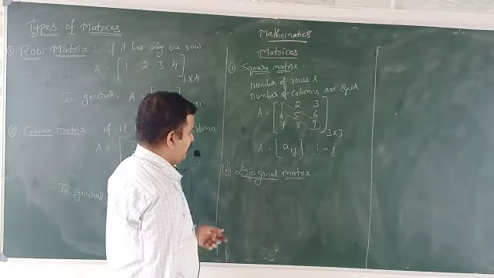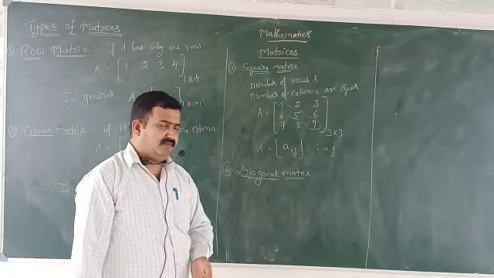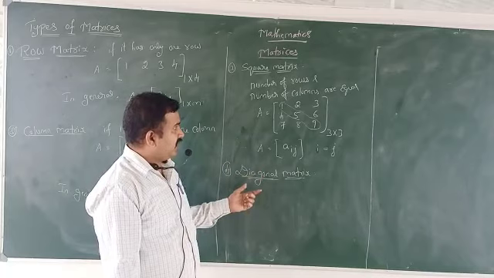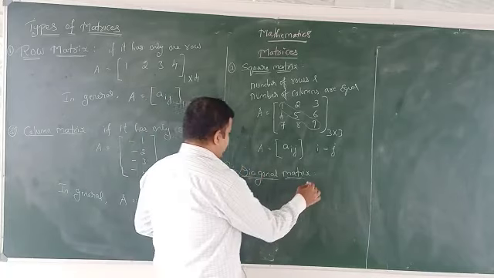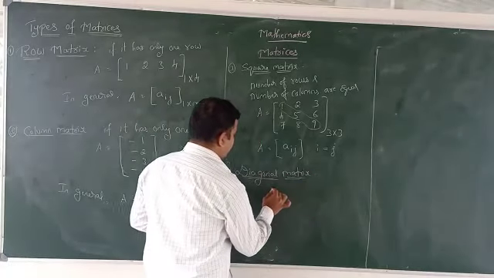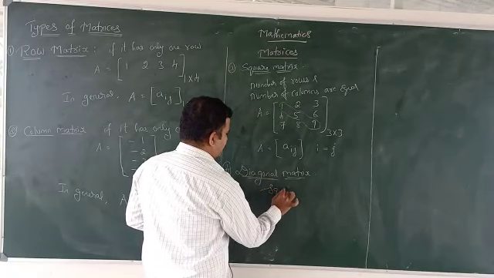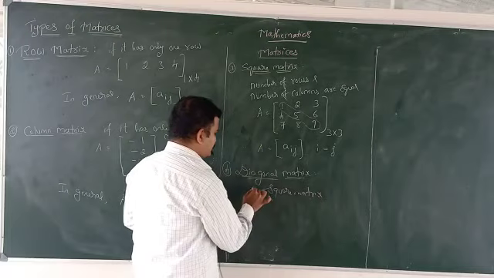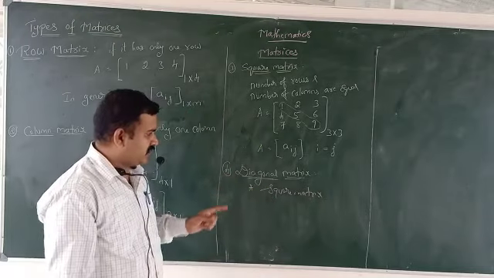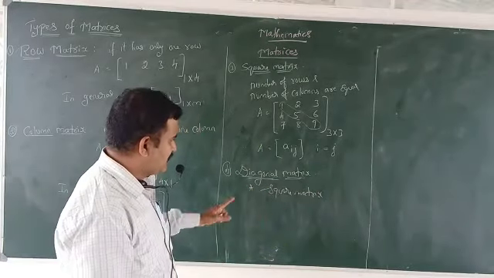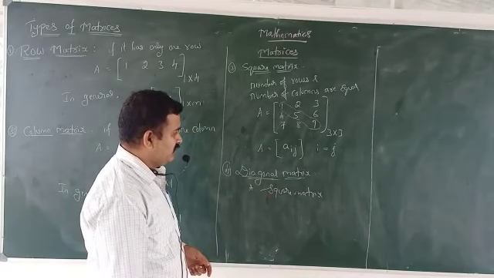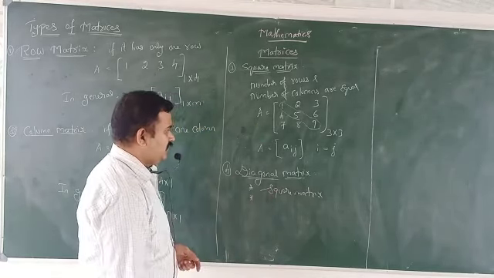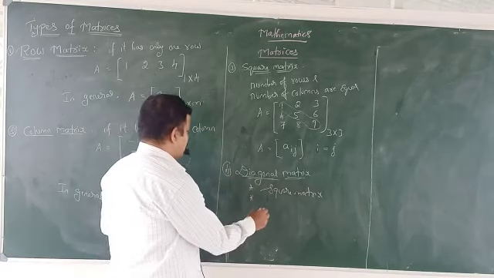Next, the definition of a diagonal matrix. What do we mean by a diagonal matrix? A diagonal matrix itself should be a square matrix, meaning the number of rows and number of columns should be equal. But there is one more condition here: the non-principal diagonal elements are zeros.